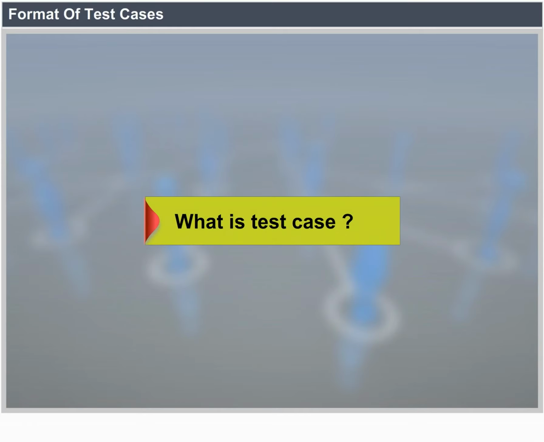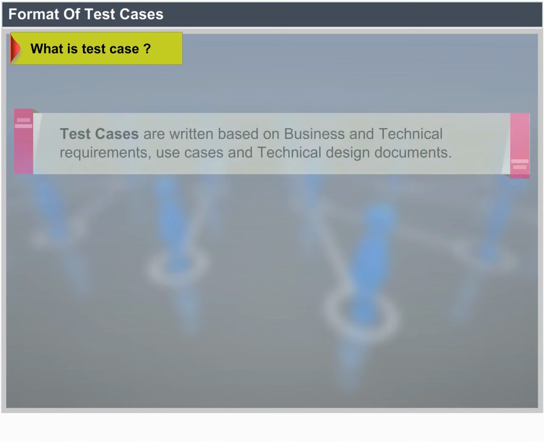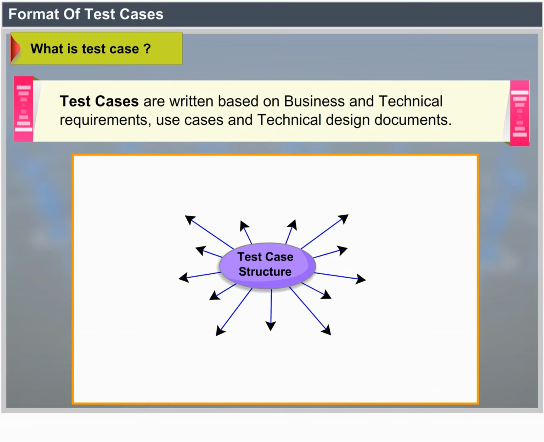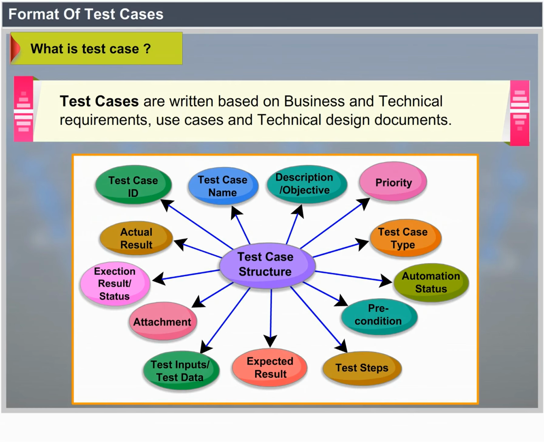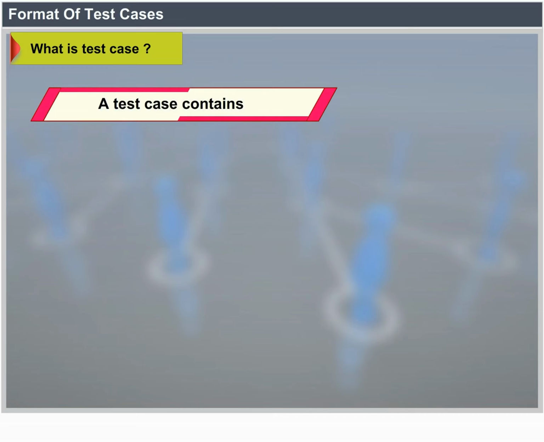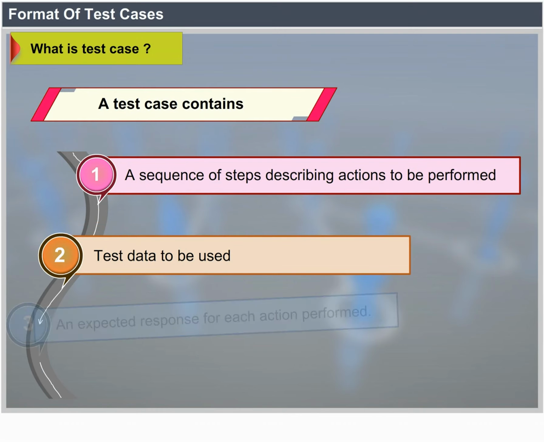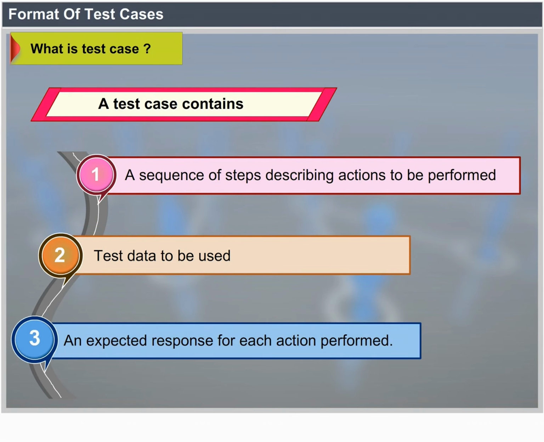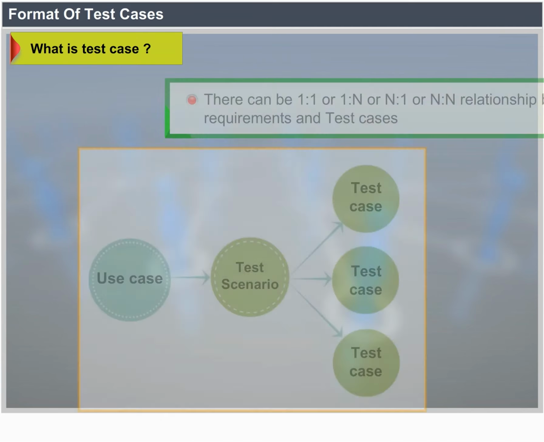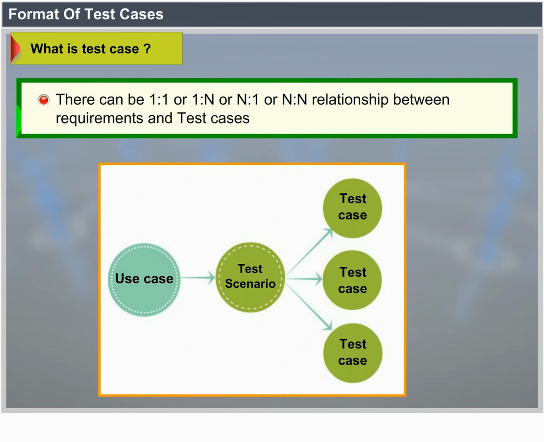Format of test cases. What is test case? Test cases are written based on business and technical requirements, use cases and technical design documents. A test case contains a sequence of steps describing actions to be performed, test data to be used, an expected response for each action performed. There can be 1:1 or 1:n or n:1 or n:n relationship between requirements and test cases.